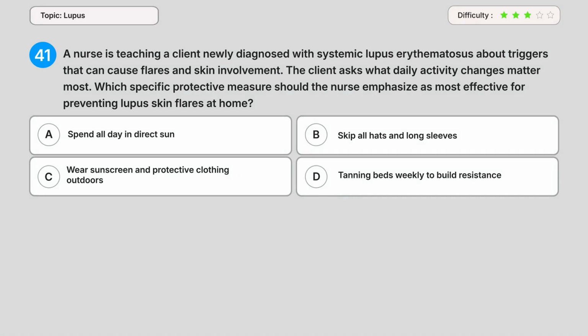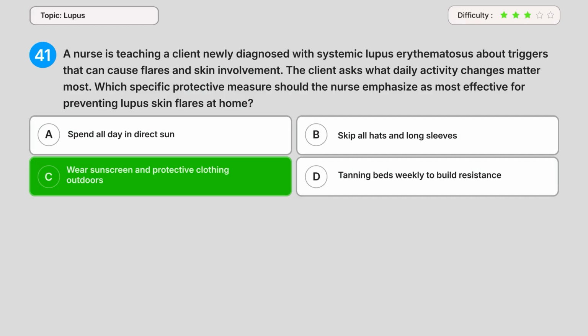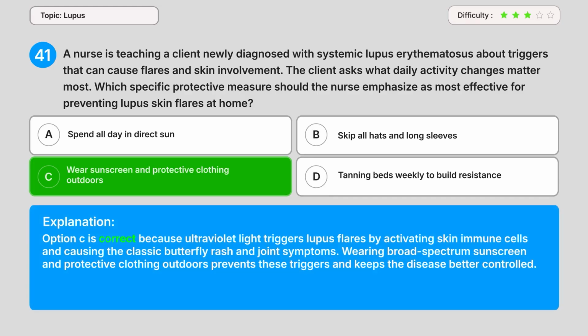Correct answer, C. Wear sunscreen and protective clothing outdoors. Explanation. Option C is correct because ultraviolet light triggers lupus flares by activating skin immune cells and causing the classic butterfly rash and joint symptoms. Wearing broad-spectrum sunscreen and protective clothing outdoors prevents these triggers and keeps the disease better controlled.